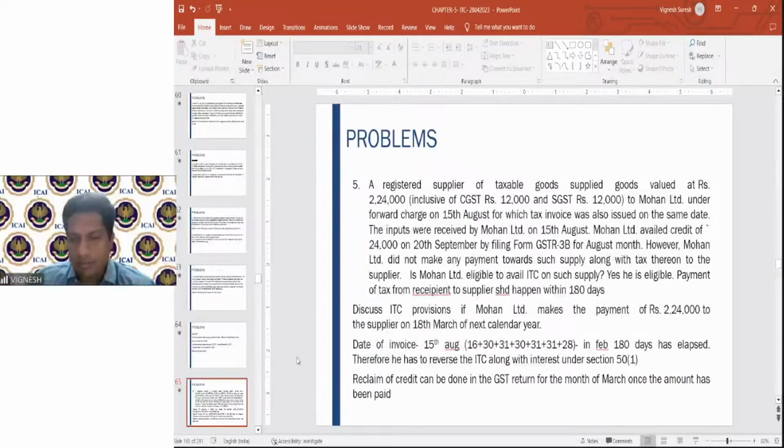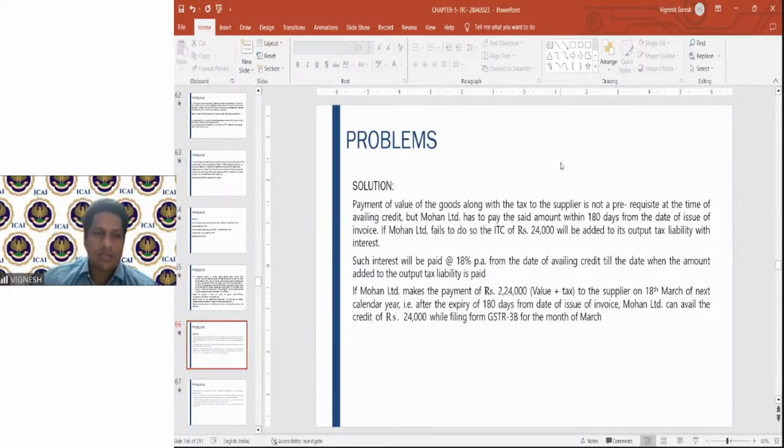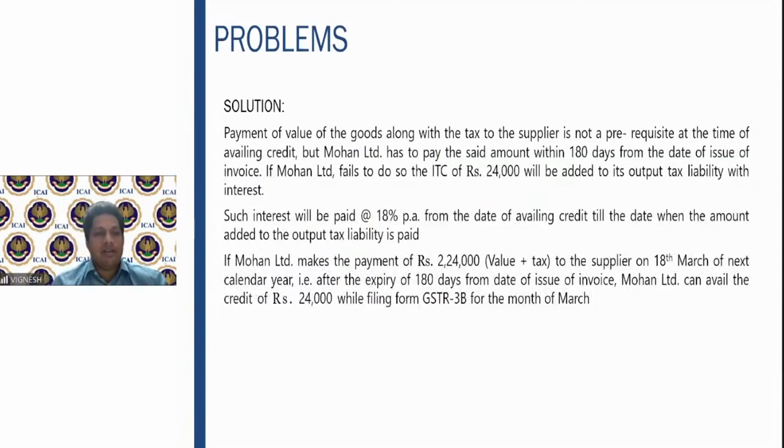Okay, next question. Therefore, this is the answer for this. Payment of value of the goods along with the tax is not a prerequisite at the time of availing the credit, but he has to pay within 180 days from the date of the invoice. If he fails to do so, the 24,000 ITC will be added to the output tax liability with interest. Interest will be 18% per annum from the date of availing credit till the date when it is added to the output tax liability. If he makes the payment of 2,24,000 after the expiry, he can avail the credit of 24,000 while filing the GSTR 3B for the month of March.